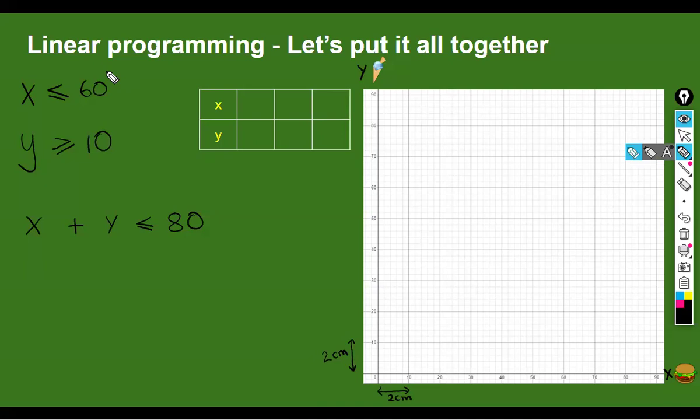The first graph was x is less than or equal to 60. X less than or equal to 60 would be a vertical line going through what on the x-axis? 60. So everyone do that for me. This vertical line is x is equal to 60. Everyone drawing that one.